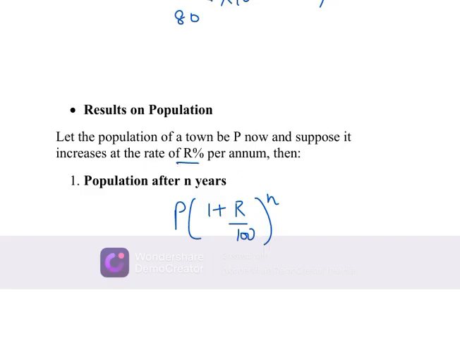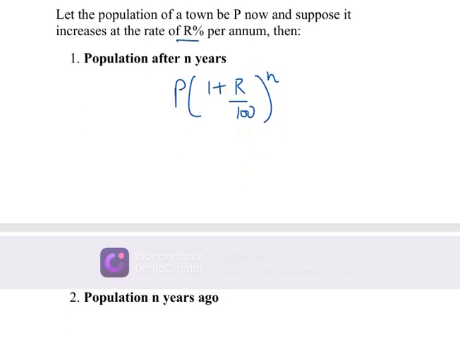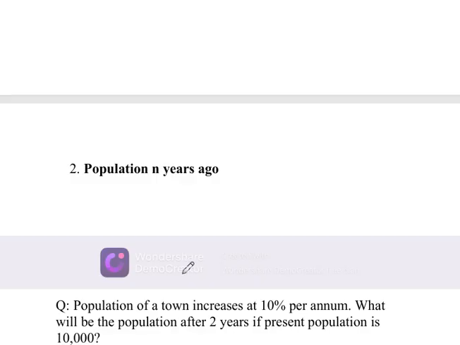Now suppose you have been asked the population n years ago, that is, the present population is given and you need the population 5 years back, 10 years back. In that case, the formula simply reciprocates. It is P divided by 1 plus R upon 100 power n. If you know the concept of compound interest, this is basically the value of the amount, where the principal amount is P here.